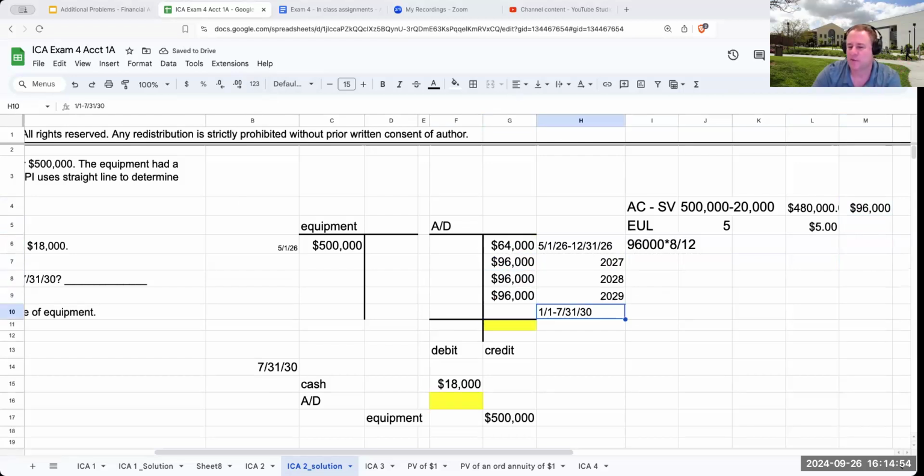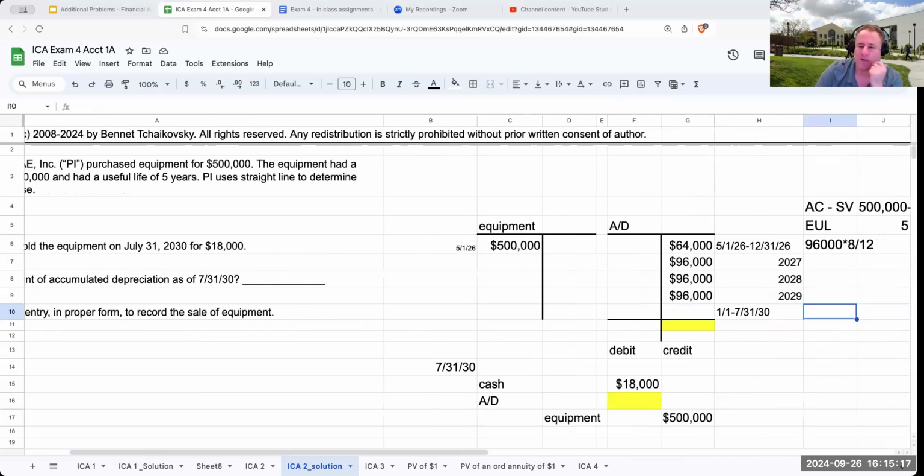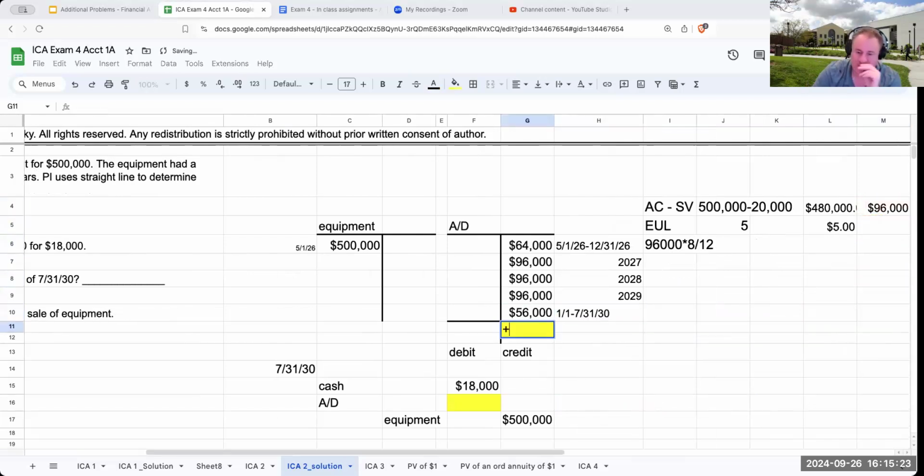Coming over here, though, in 2030, when I sold the asset, I used the asset from January 1st through July 31st. This is really important, and it's what oftentimes screws students up and confuses them. It's like, wait a second, how do I figure out up until the date of sale? So this is going to be January, February, March, April, May, June, July, a total of 7 months. So this is going to be 96 times 7 divided by 12, or 56,000.